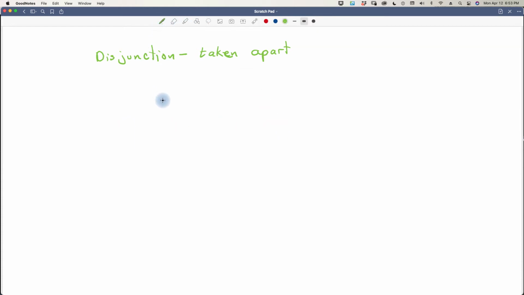So let's look at example 111.2. We are asked to graph the disjunction x is greater than or equal to 3 or x is less than or equal to -2. And that is the domain of integers.